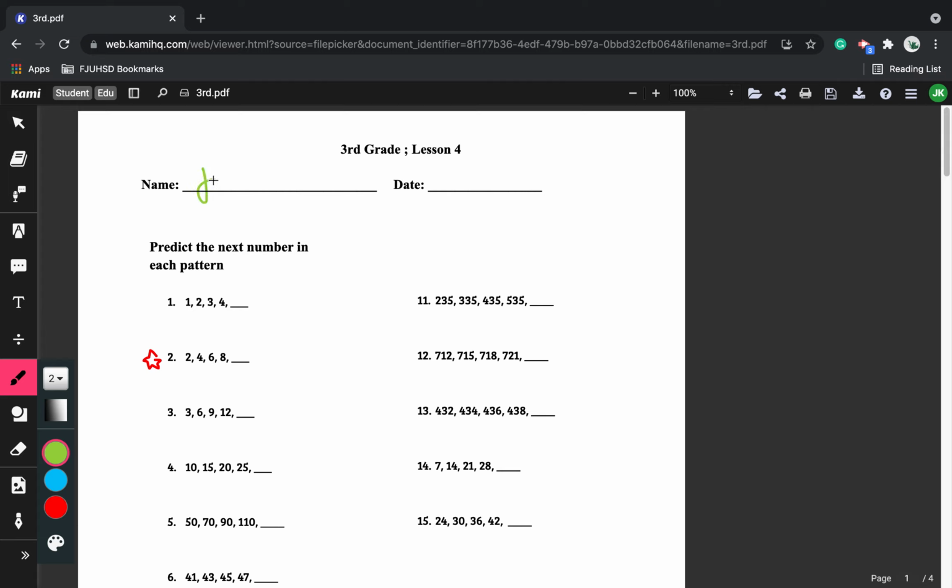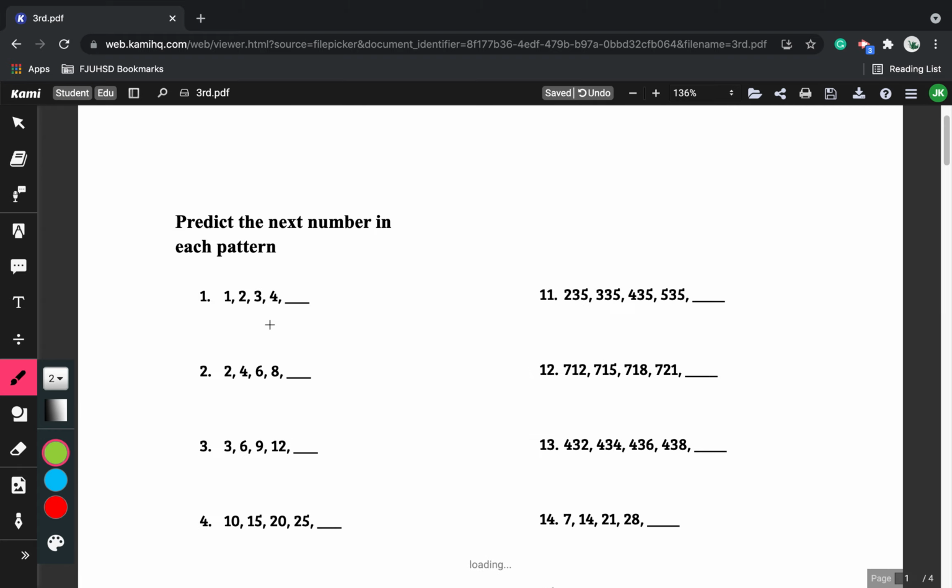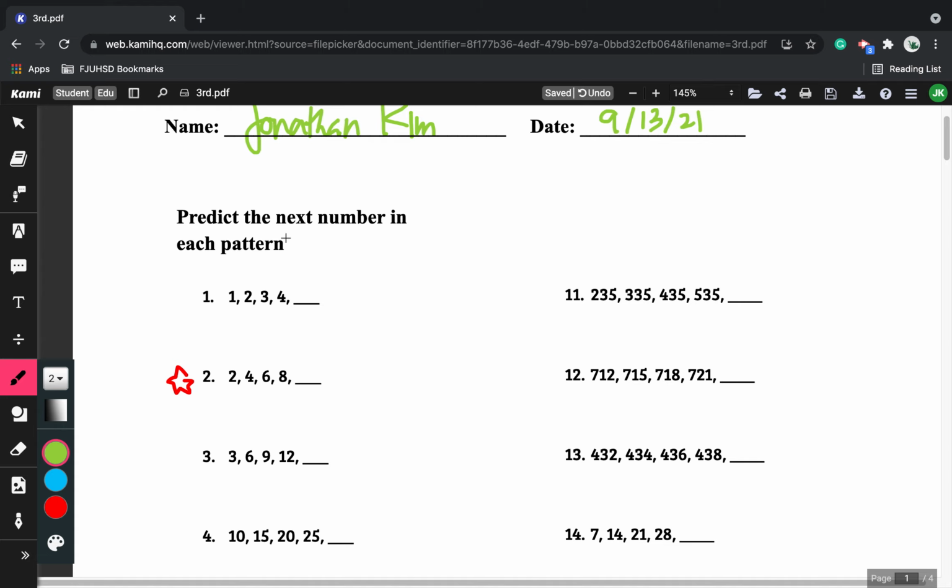Remember to write your name. I'll write my name, and remember to write the date. Today is, well, when I'm recording this, September 13th, 2021. What I'm going to do is one example on each page, and with the help of the examples, I hope that everything makes sense and you can finish it all. Okay, so let's hop into the first page.